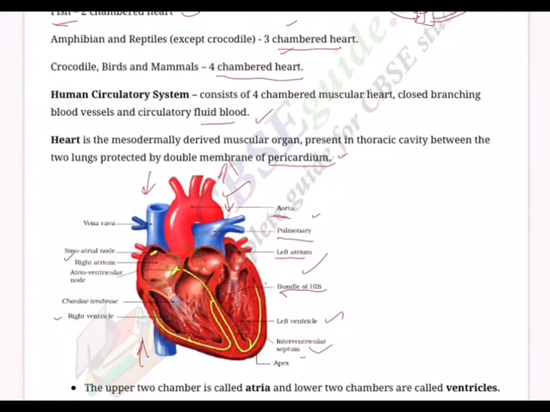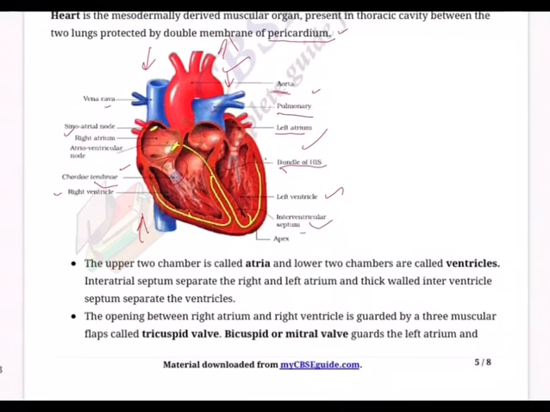Then you have the interventricular septum, then the apex, then of course the chordae tendineae, and then the vena cavas, which we talked about. So overall, just to ensure that pure blood will not be mixed with impure blood, and to ensure that one way flow of blood takes place, there will be bicuspid and tricuspid valves. These bicuspid and tricuspid valves will ensure that the pure blood and impure blood will not mix up, and the blood flow will be in one direction.